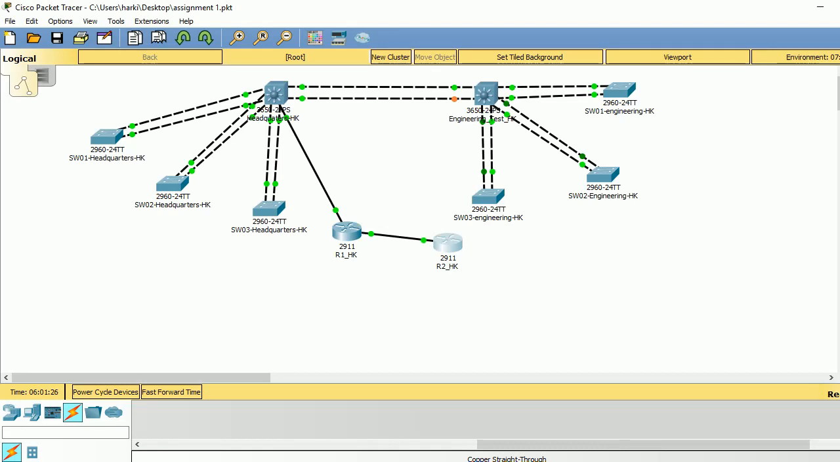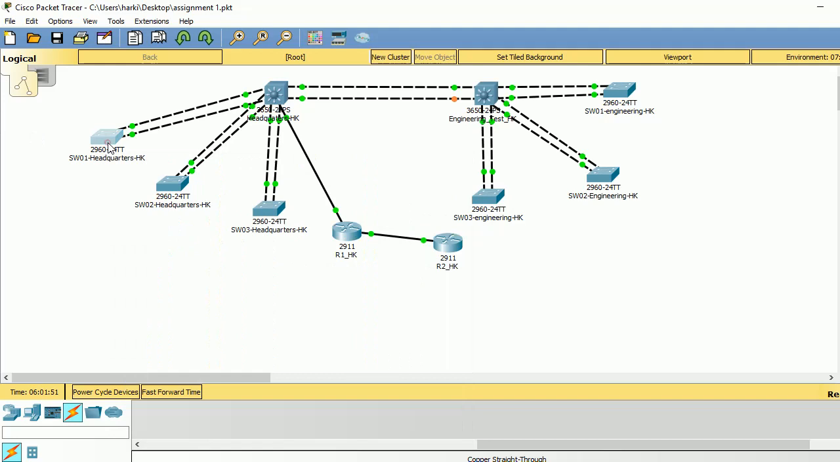This is my demonstration video for my assignment 1 for the course Info 1430. This assignment required us to build a topology consisting of two buildings. First was business headquarters and second was engineering and test. Both the buildings had their individual 3 edge switches, as you can see in the topology.